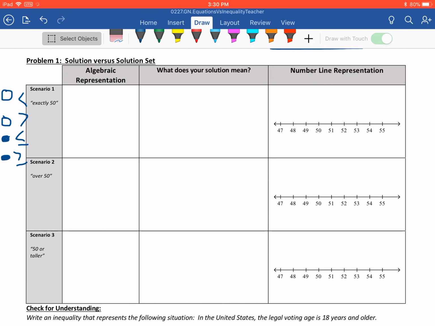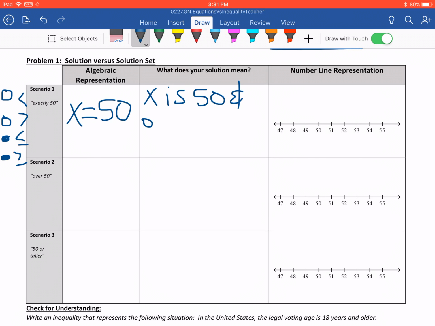Problem number 1 says solution versus solution sets. Over here to the side, you may have noticed I drew out the symbols and the kinds of dots we use because we're going to do some graphing. So situation 1 said it's exactly 50. That means it can't be more, it can't be less. X is exactly 50. What does it mean? X is 50 and only 50. It can't be less than 50, it can't be more than 50, it is only 50.